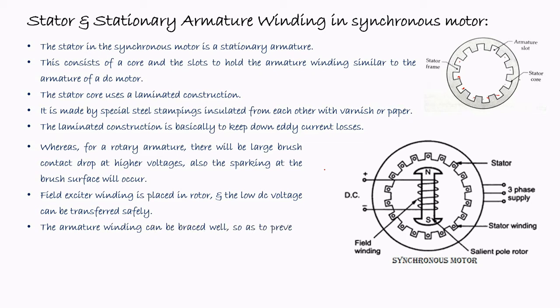The armature winding can be braced well so as to prevent the deformation caused by the high centrifugal force. Again, this is another point. If the armature winding is placed on the rotor, then during the rotation there will be the centrifugal force. So there may be a chance of deformation in the armature windings if we place the armature winding on the rotor. But as the armature windings are placed on the stator, this type of problem does not arise.